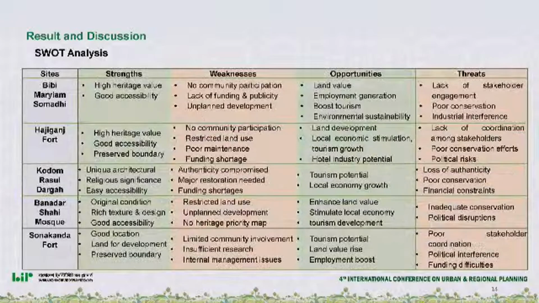From our SWOT analysis, we want to see the potential of each of the 5 sites. A common strength of the 5 sites is their architectural uniqueness and historical significance. The main weakness of the 5 sites is the lack of budgeting and unplanned development. In terms of opportunity, each site has tourism value. The most critical threats include political interference and lack of stakeholder participation.